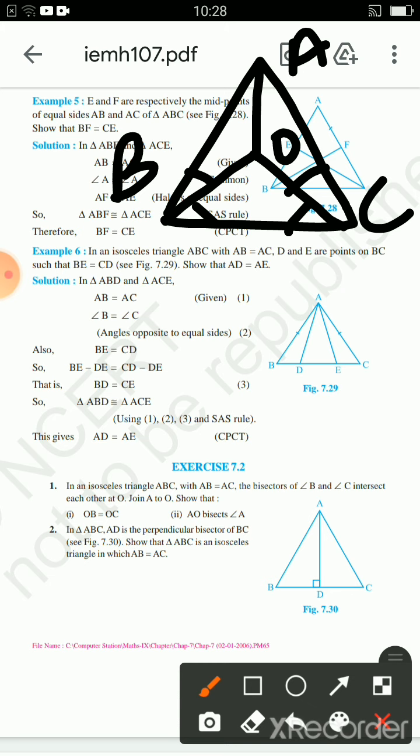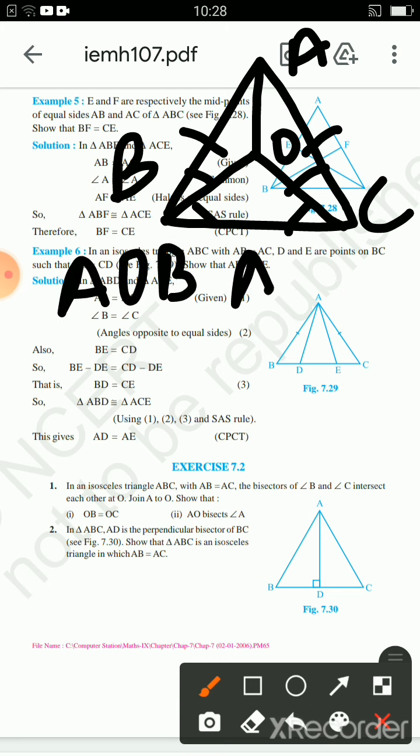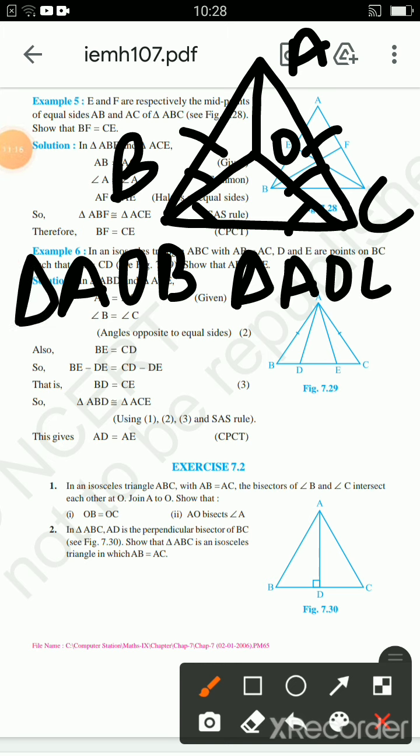Now you have to show that AO bisects angle A. How will you show it? In triangle AOB and triangle AOC, in both these triangles you are going to prove them congruent.